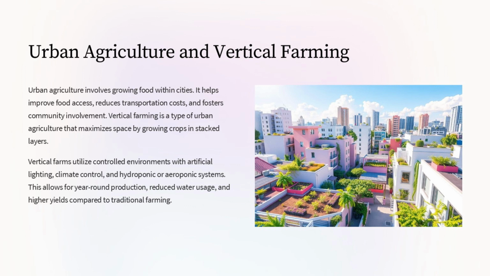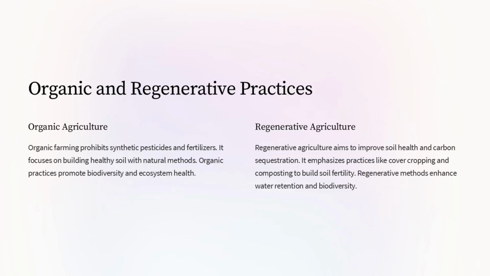The image on this slide depicts a modern city with rooftop gardens and urban farms, showcasing the integration of agriculture within an urban setting. Organic farming avoids synthetic chemicals, instead using natural methods to build healthy, fertile soil. Organic practices promote biodiversity and ecosystem health by working in harmony with natural systems.